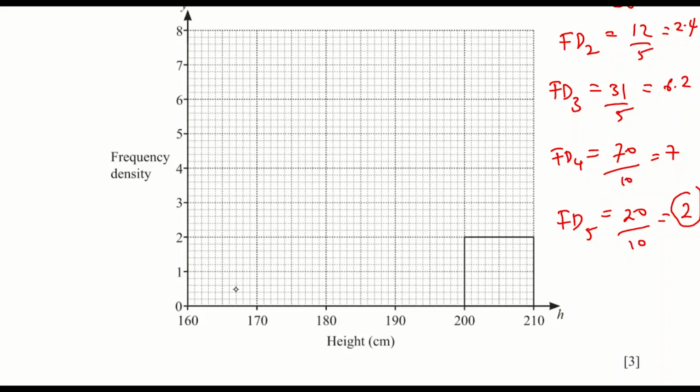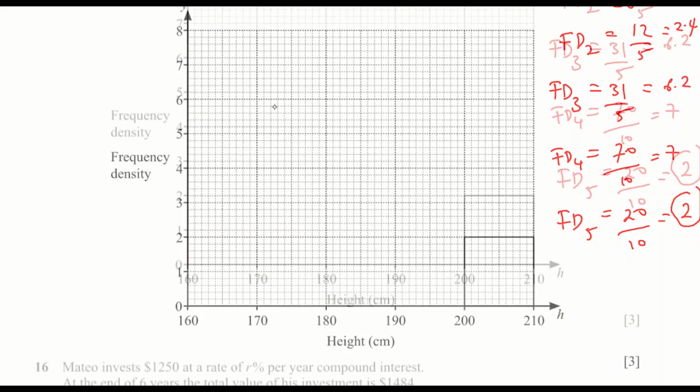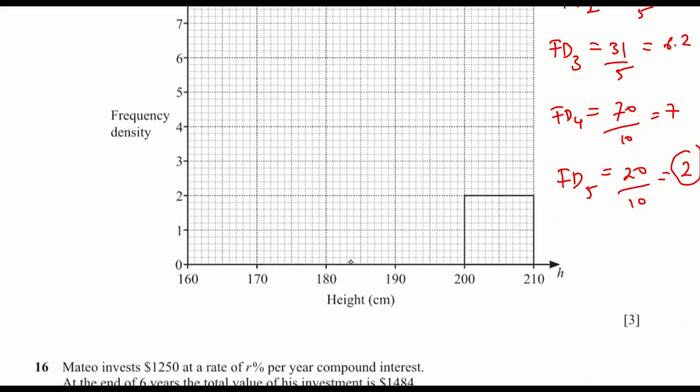Now the first range will be 160 to 180. For the first one, the frequency density is 0.4 and the class range is from 160 to 180. So 0.4 will be between 0.2 and 0.4, 2 lines here, okay, from here. So we draw it to 180 here, okay. Then you come down like this. So that is for this first interval.